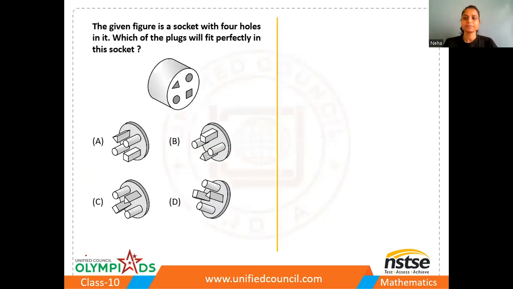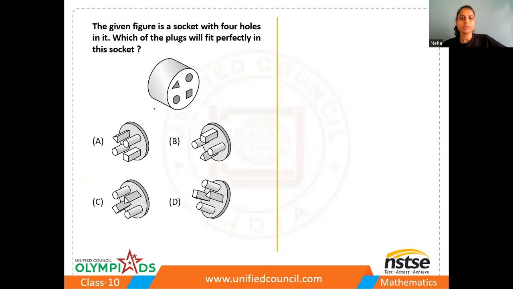All right, the next one. The next question is quite tricky. The given figure is a socket with four holes in it. Which of the plugs will fit perfectly in the socket? Okay, so basically we need two circles, one triangle and one square, right?